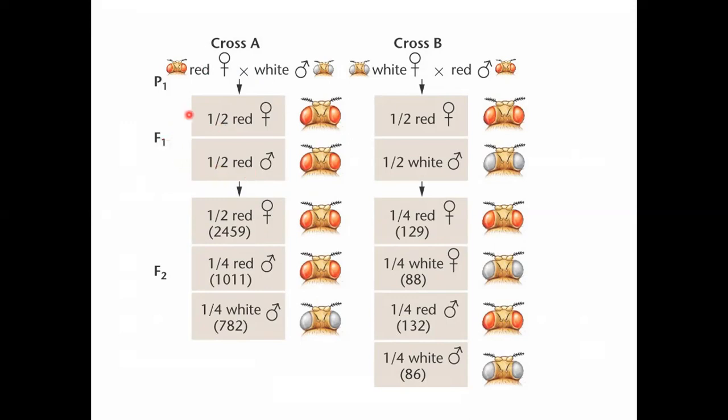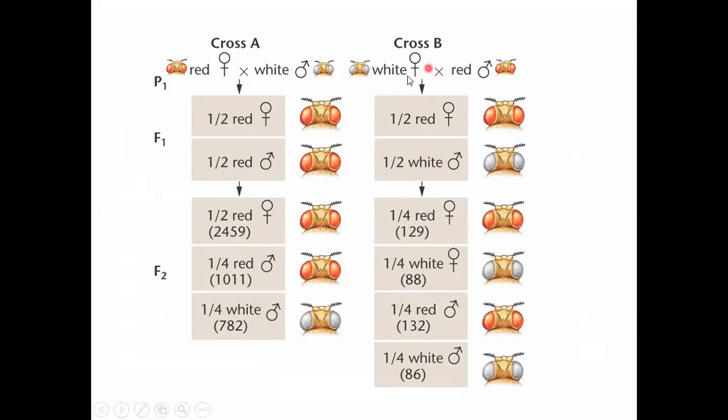Then Morgan crossed the F1 female with the F1 male and he observed the F2 offspring. Here you can see in the F2 offspring, there is a female with red eye color, then a male with red eye color, and a male with white eye color. So in the F2 offspring, all females have red eyes, but 50% of males have red eye color and 50% of males have white eye color.